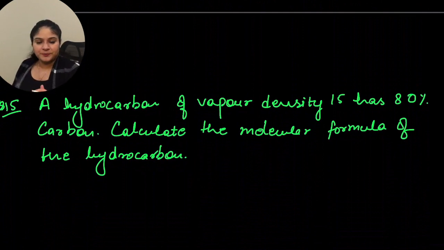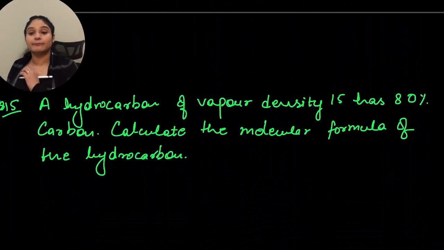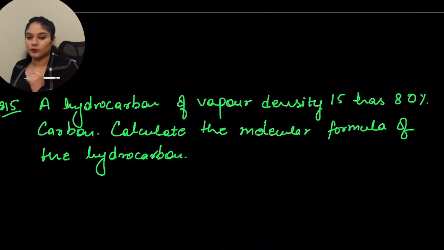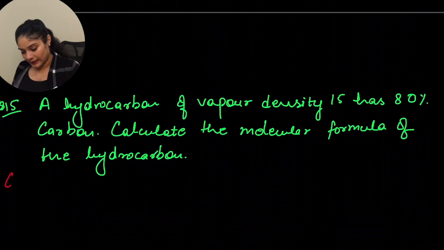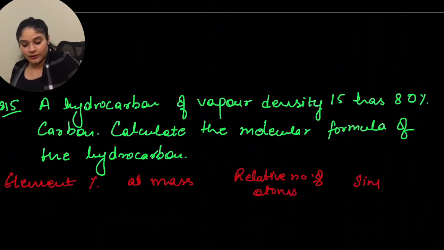So, the vapor density is given to you. You're looking for molecular formula. So to find molecular formula, first you need the empirical formula, and you do not have empirical formula here. So first we'll calculate that. So element, percentage, atomic mass, relative number of atoms, and simple ratio. Let's start solving.